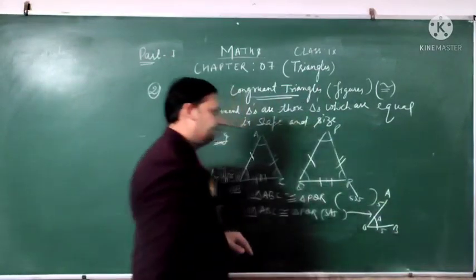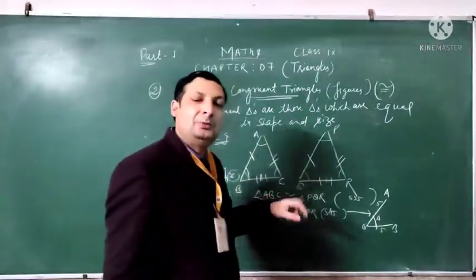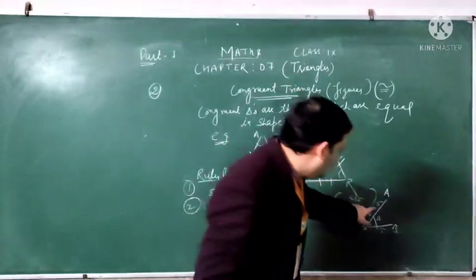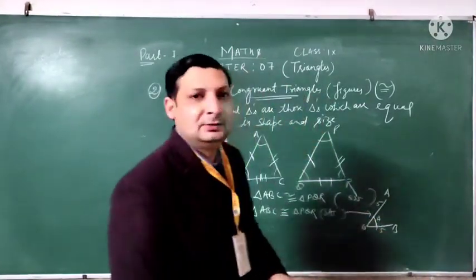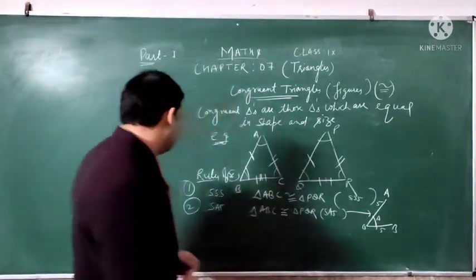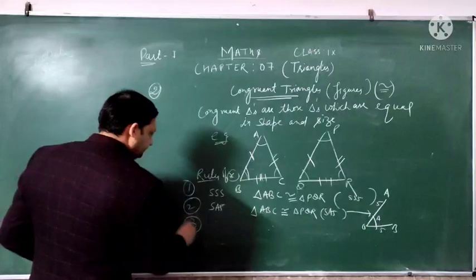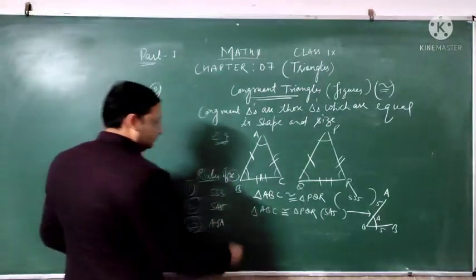SAS. Side angle side. Means angle we have to take that angle that will be found inside the two sides. Angle between the two sides. That is called A, angle. So we can use rule SAS. Third, that is ASA, angle side angle.